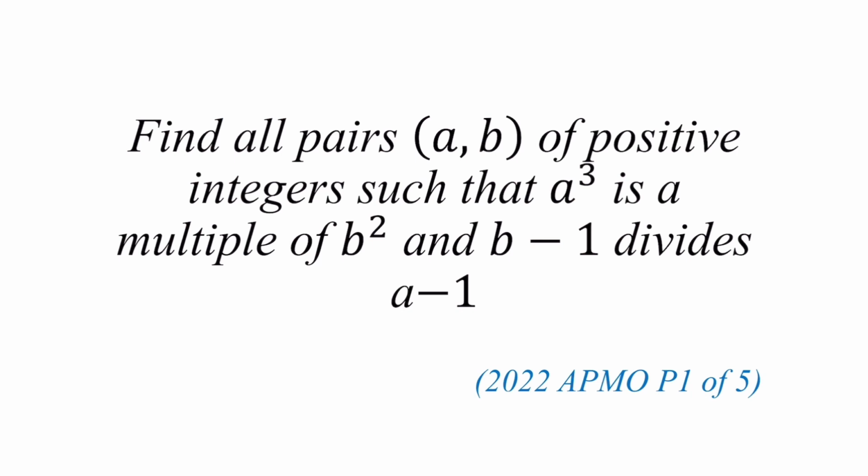Find all pairs (a, b) of positive integers such that a cubed is a multiple of b squared and b minus 1 divides a minus 1. Please pause the video and give it an attempt, but for now, we will jump right in.